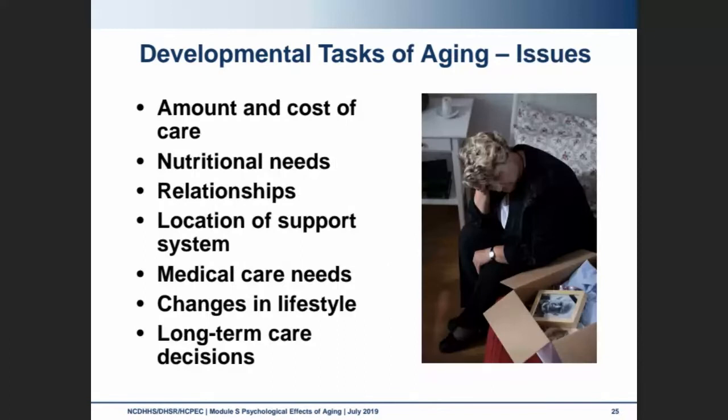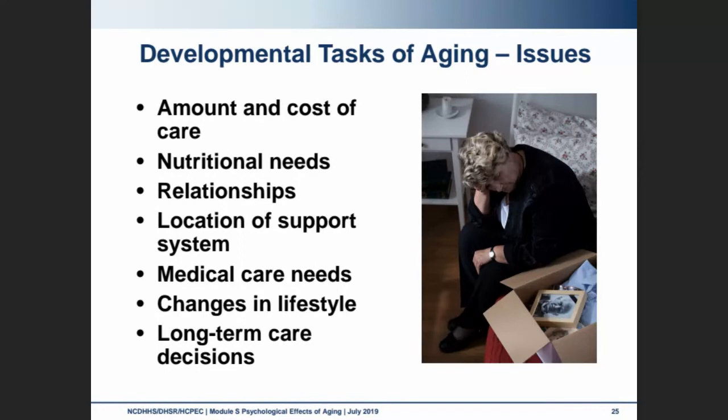Some issues involving care of the elderly may arise. The amount of care needed. As we age, we don't know: are we going to need a lot of care? Are we going to be fairly dependent on somebody? Are we going to be able to take care of ourselves? The cost of that care, our nutritional needs, relationships with our family and support system, the location of our family and support system, and other medical care needs.